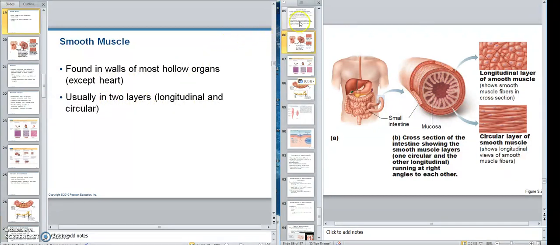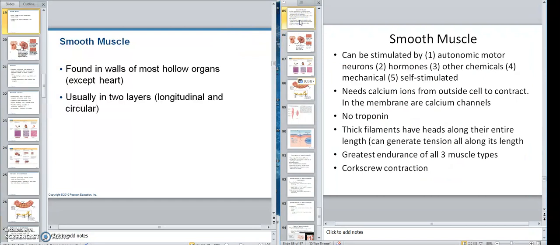I then go to my bullet points I wanted to say on smooth muscle. All right. These are the highlight points. Can be stimulated by the autonomic motor neurons. See, somatic motor neurons did the skeletal. Remember that. With skeletal muscle, the only thing that could turn it on was neurons. Nothing else. Not hormones, not nothing.